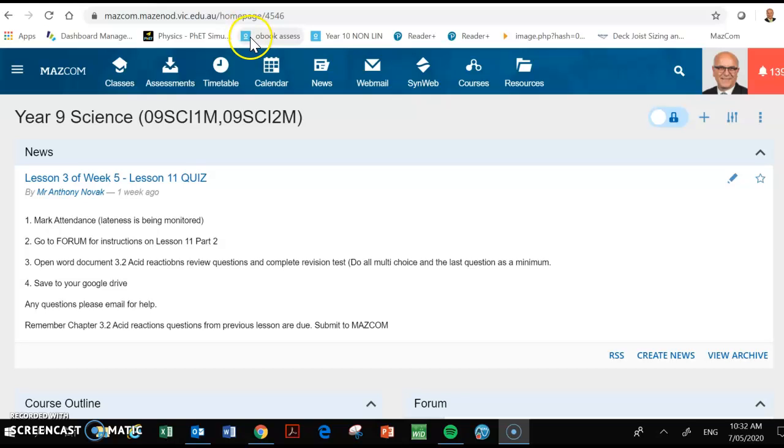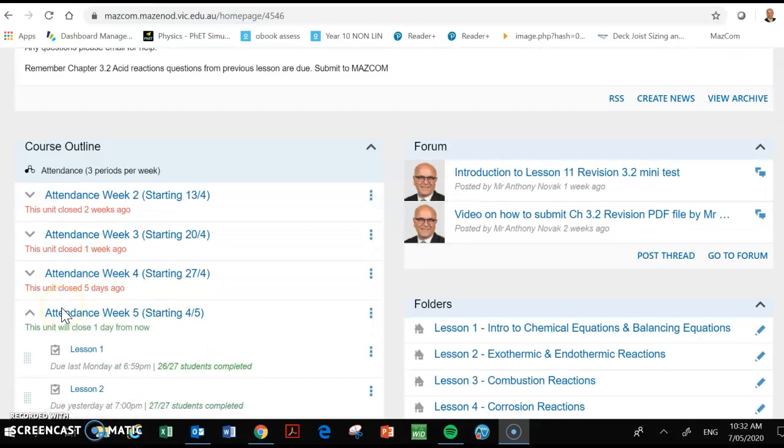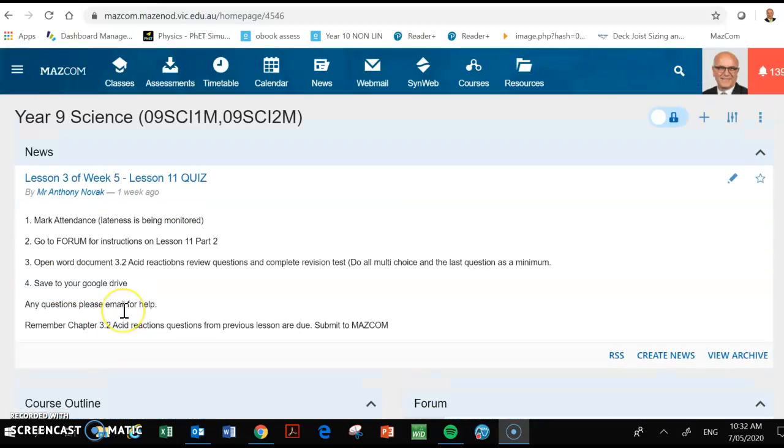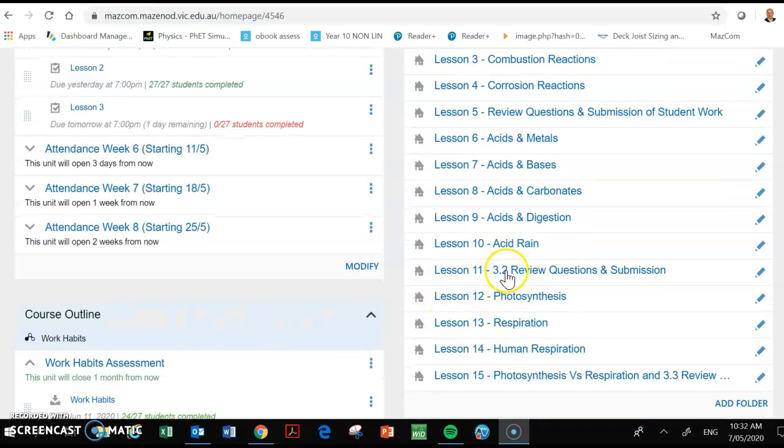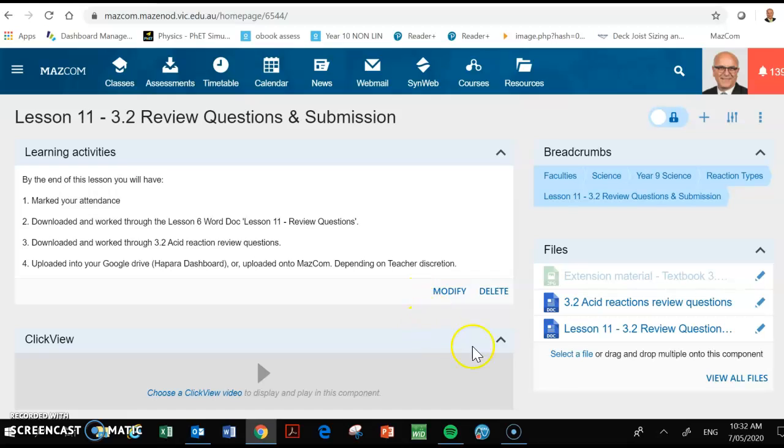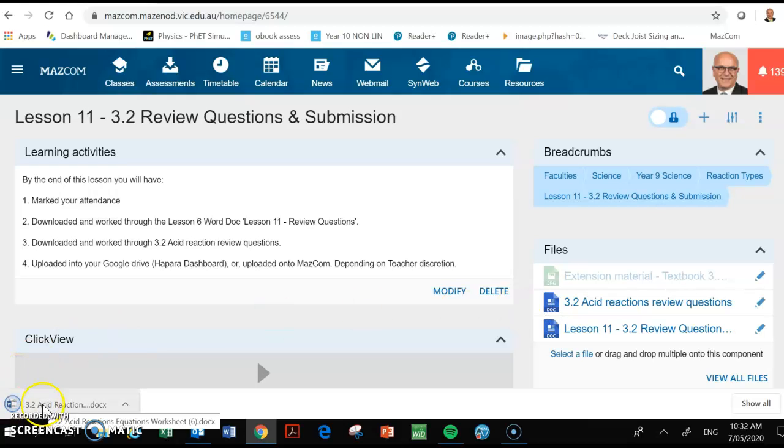So remember, we are marking our attendance. So it's lesson 3. We go to lesson 11. So remember, we did this lesson previously, which you had to submit. So today we are working on this one here, 3.2 acid reactions review questions. So click on that, and I would always save straight away to your Google Drive.